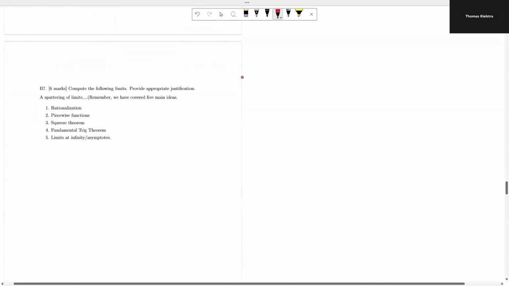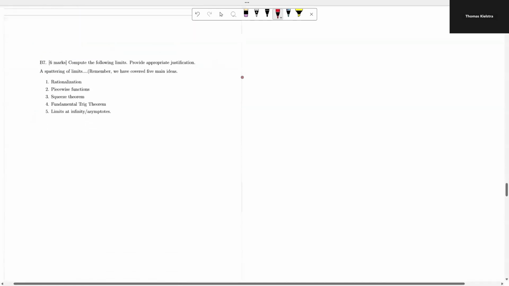Now B7, it says, compute the following limits, provide appropriate justification. And what this is really saying is there will be a question asking you to solve a collection of limits. And I'll just have 4 limits. Can you solve?